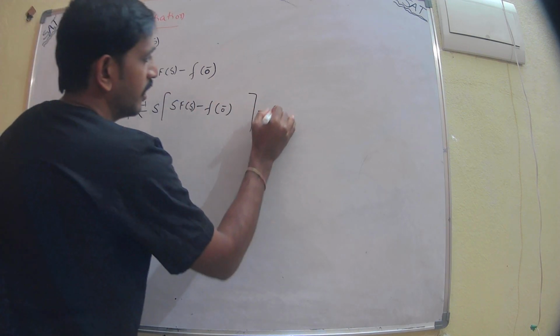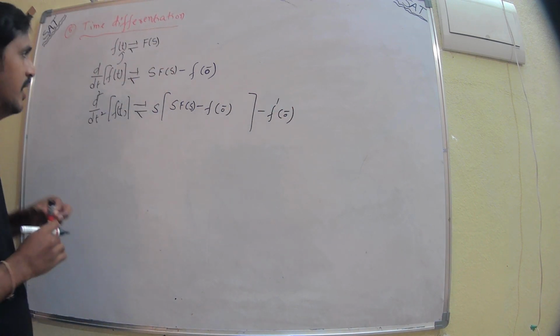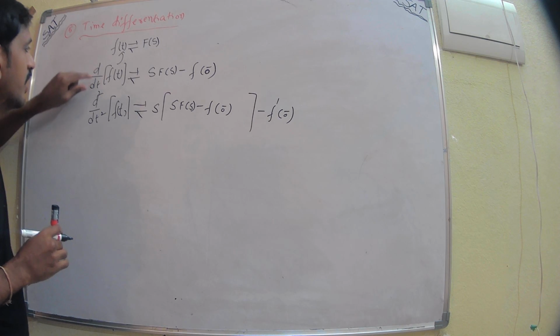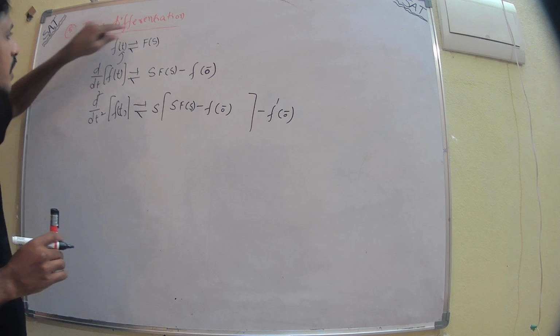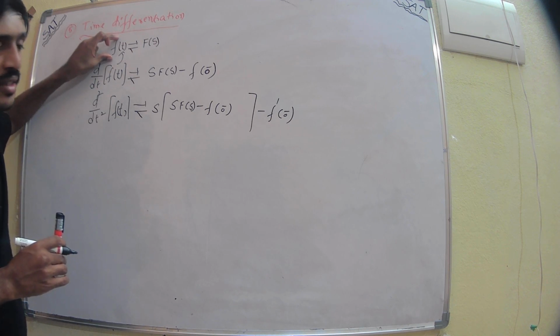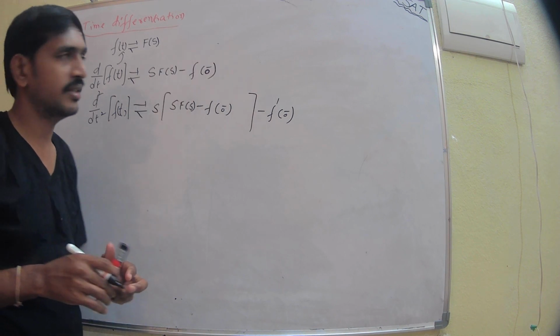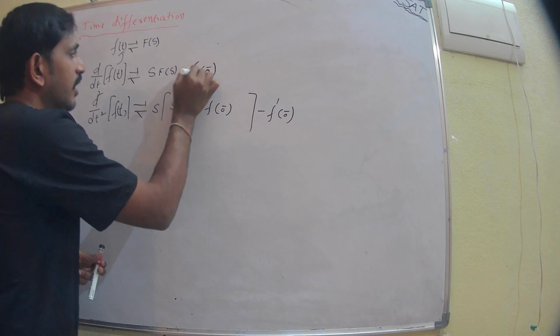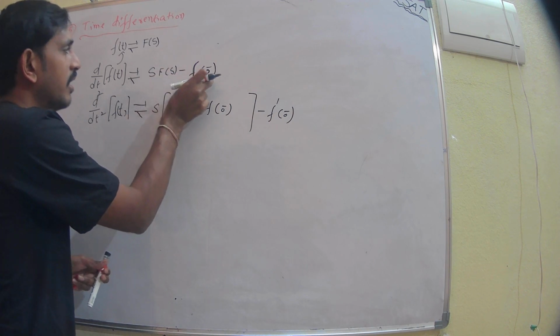So minus f dash of 0 minus. Okay, this is the general formula. So d by dt of f of t, the property of time differentiation is here. The time derivative of the function f of t gives s into F of s minus f of 0 minus. So we can subtract this value from this value.